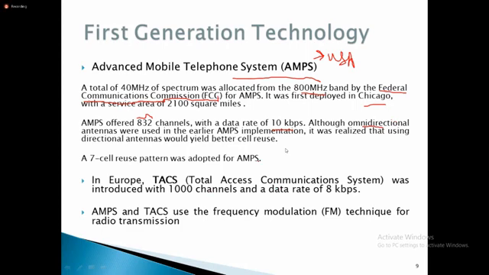Antennas were used in the earlier AMPS implementation. It was realized that using directional antennas would yield better cell reuse. Now, of course, you can increase your cell reuse by using directional antennas. Can anybody tell me why?